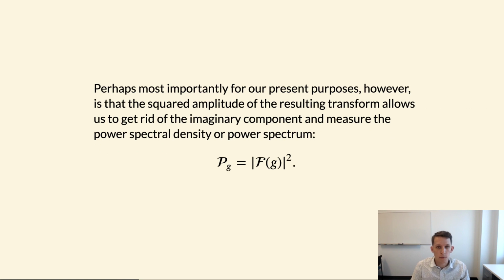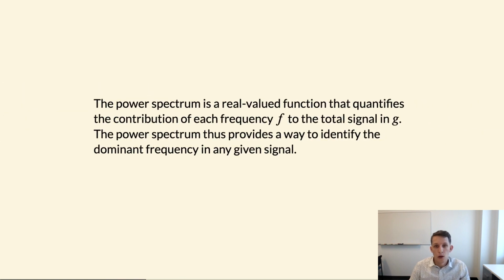But most importantly, as we consider things like measuring periodic signals, okay, is the fact that for the Fourier transform, the squared amplitude of the resulting transform allows us to get rid of the imaginary component, and in turn measure the power spectral density, or the power spectrum. This is how, going back to what I said, you understand what are the dominant frequencies that are present in any signal that you may have. Okay? And we're going to write this PSD, or power spectrum, as this scripty P, right? So script P sub g is equal to the squared amplitude of the Fourier transform of g. The power spectrum is a real valued function, and it quantifies the contribution of every frequency f to the total signal in g. So this is a way to basically find whatever your dominant frequencies are.